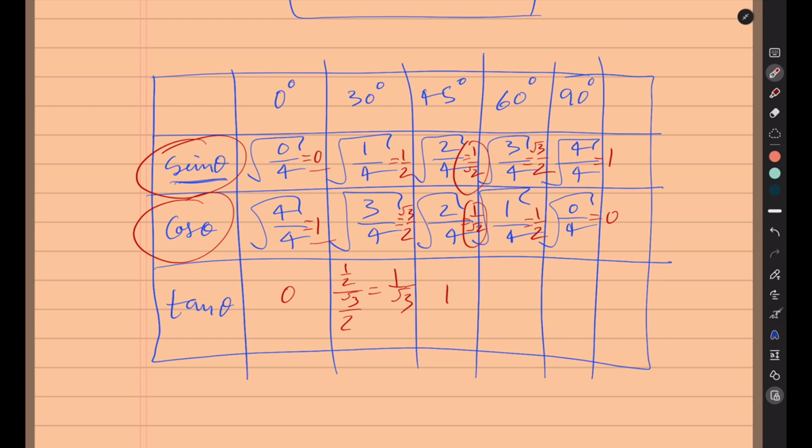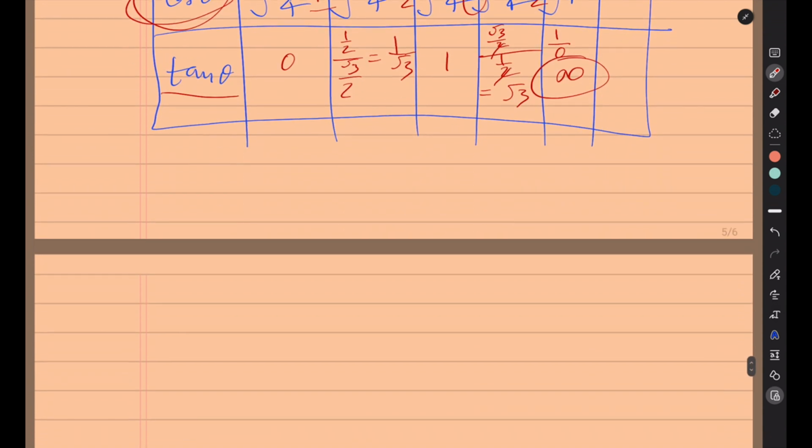And that we also found out earlier. Here tan 60 degree will be sine theta divided by cos theta, which is root 3 by 2 divided by 1 by 2, which is root 3. And then what is this one? Sine theta divided by cos theta: 1 divided by 0. Again, it is undefined kind of thing. Not undefined, but this is infinity. So tan 90 degree is infinity. So we can neatly write down all those things.